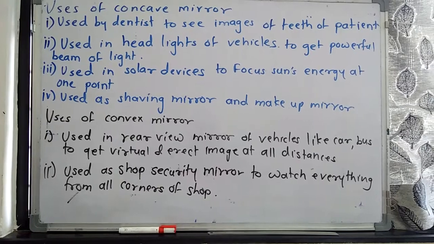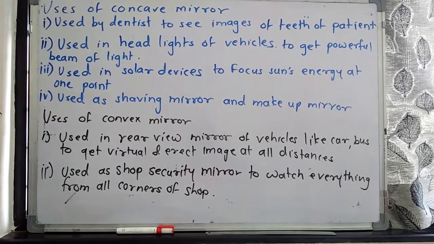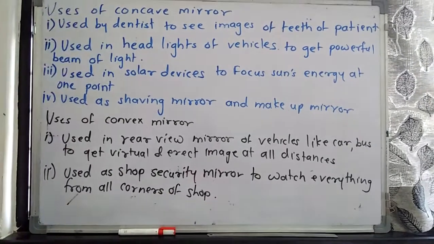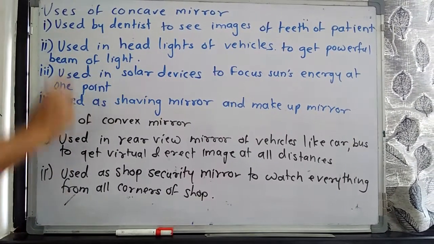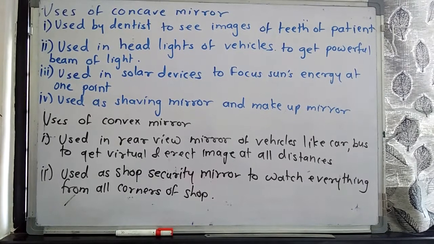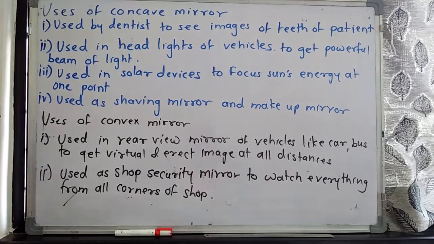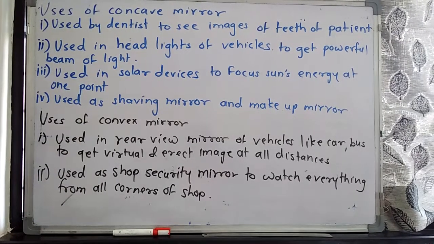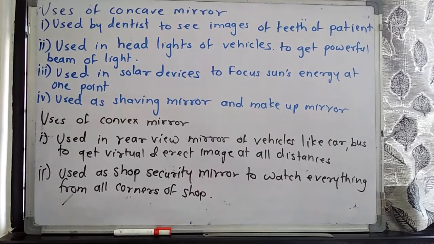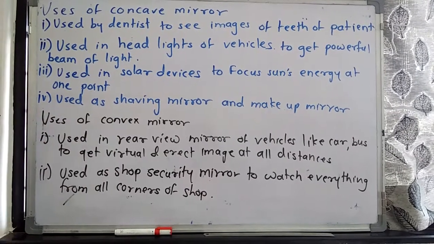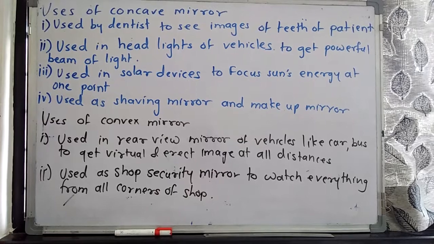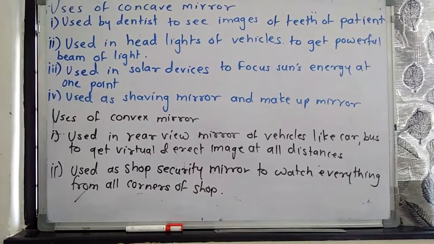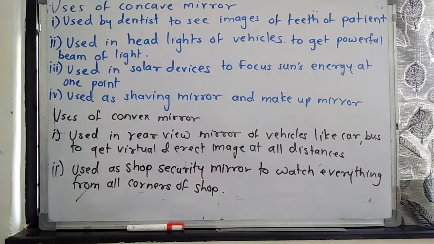When we want parallel light rays from the torch or the headlight of the vehicle, then a concave mirror is used. Then it is also used in solar devices. In solar devices, all light rays have to concentrate at a single point. They have to be converged. So it is used in solar devices to focus the sun's energy at one point. And it is also used in the shaving mirror and makeup mirror, where we get the virtual and erect image of the object or our face. Those are the uses of the concave mirror.